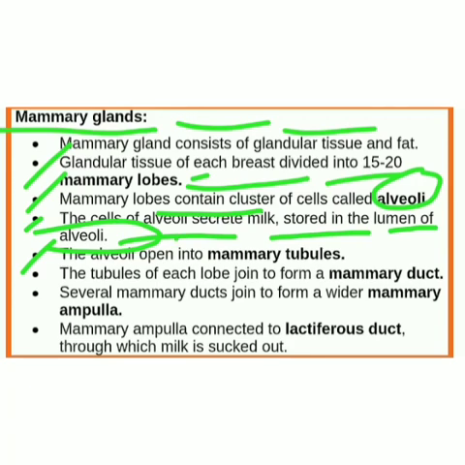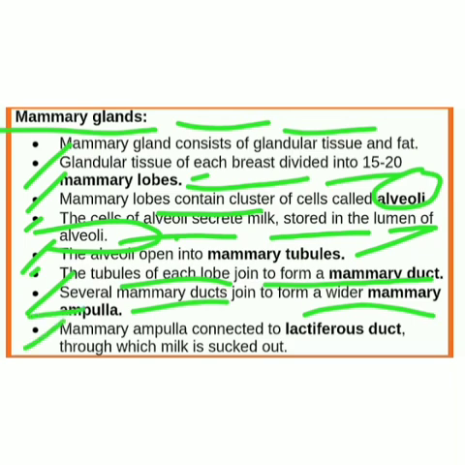The alveoli open into mammary tubules. The tubules of each lobe join to form a mammary duct. Several mammary ducts join to form a wider mammary ampulla. Mammary ampulla is connected to the lactiferous duct through which milk is sucked out by a baby.